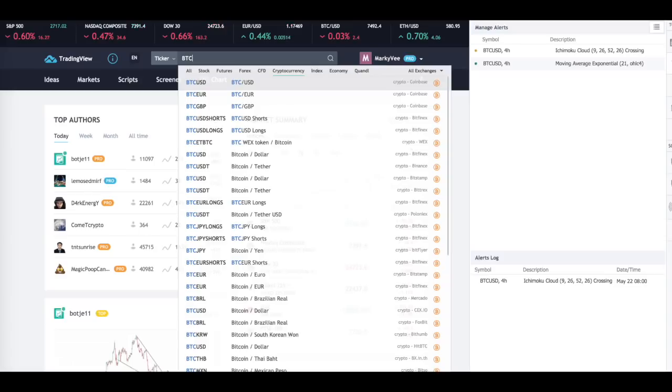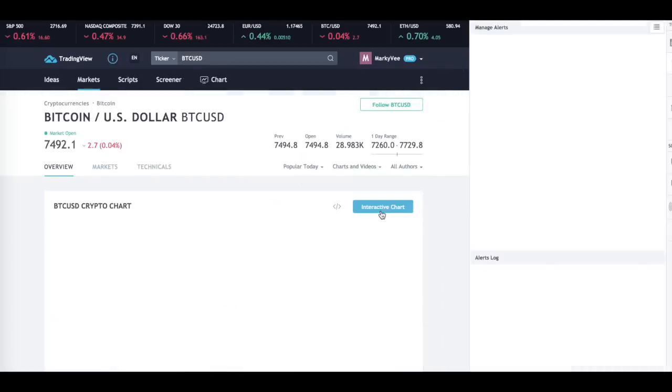And you can see when you do that, you can look at the Coinbase chart, you can look at Bitfinex, you can look at Binance, you can do it tied to Tether or the dollar. You can see all the different options that you have there. So I use the Bitfinex dollar.